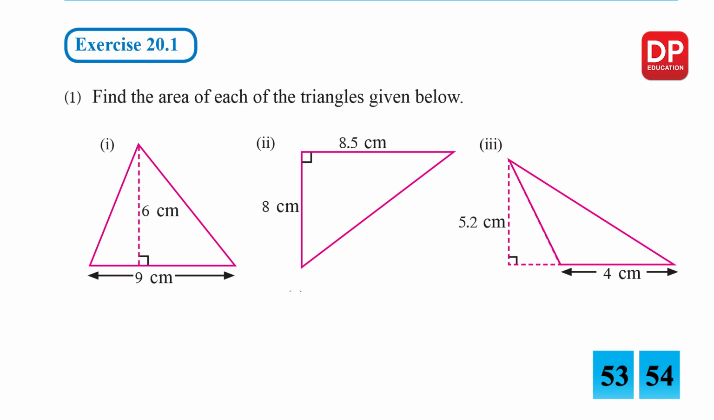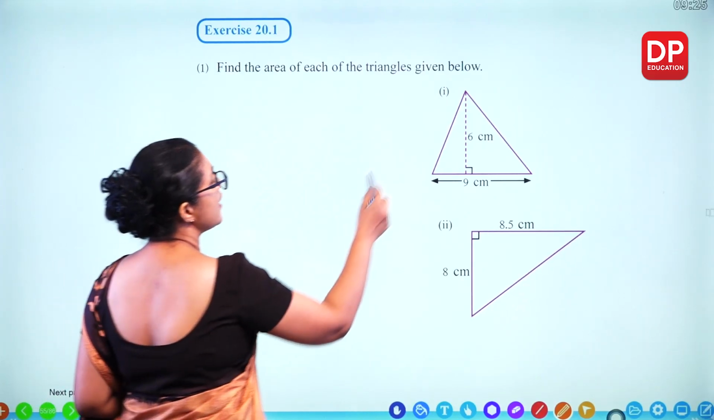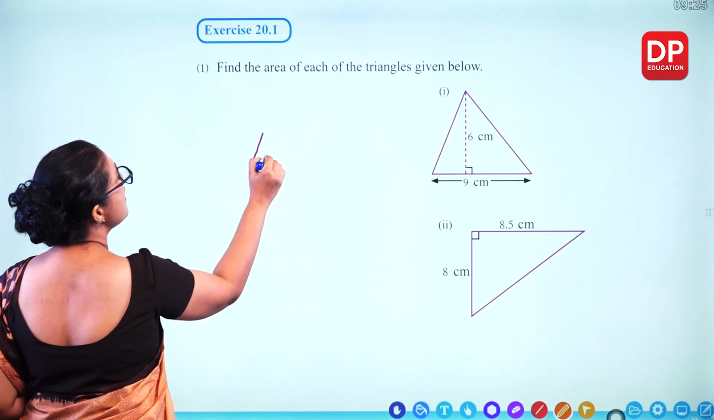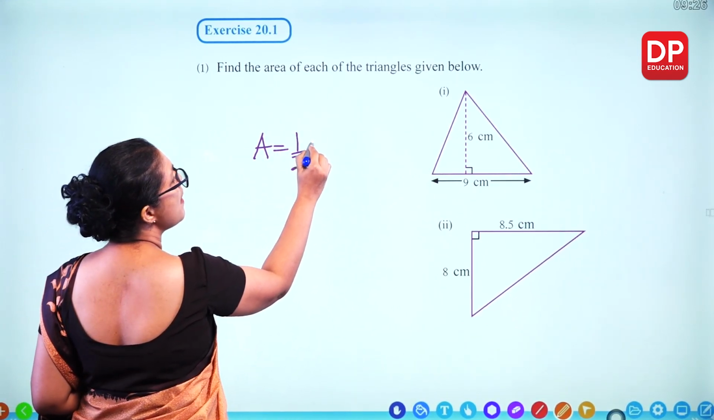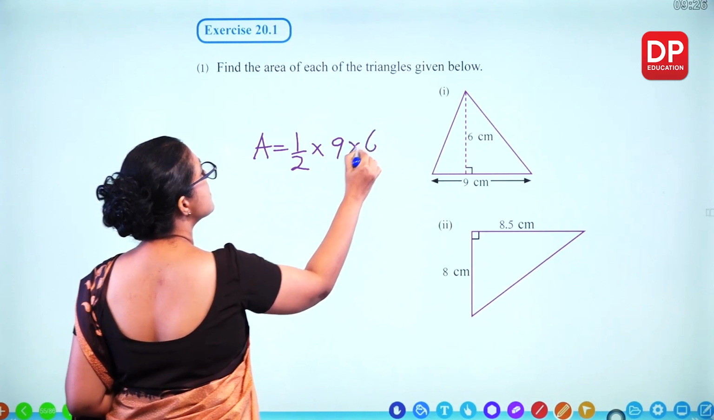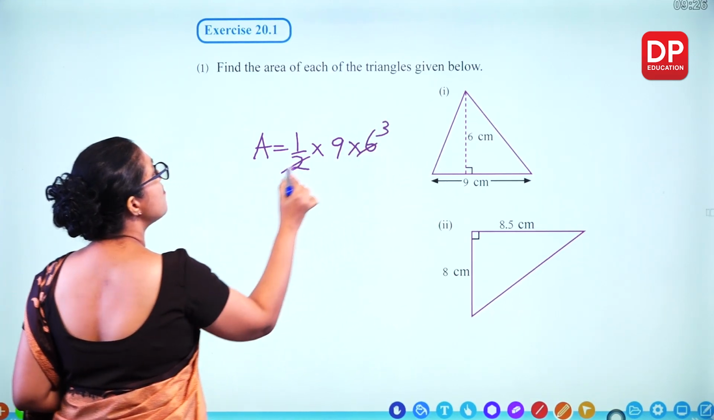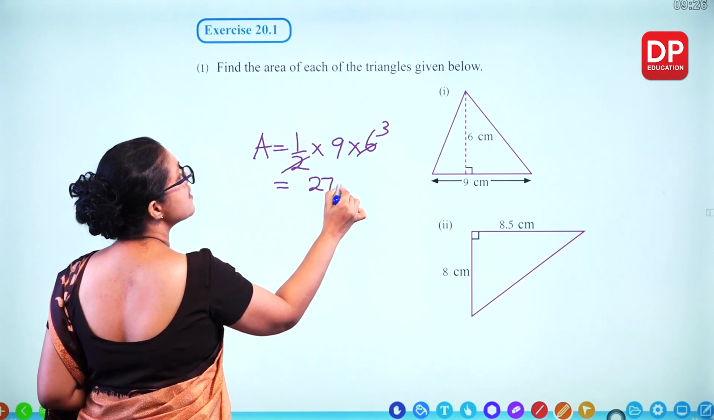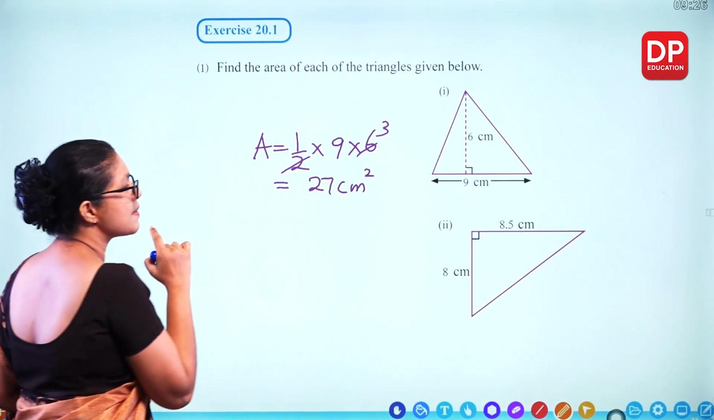Exercise 20.1. Find the area of each of the triangles given below. This is an acute angle triangle. So what's the area? Half times base. Base is 9. Perpendicular height is 6. You can simplify and write down 27 square centimeters.